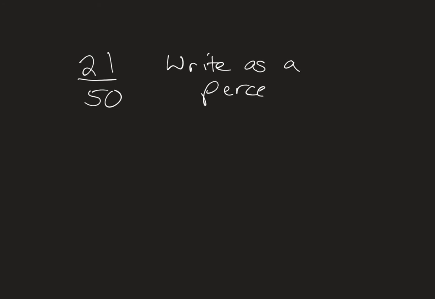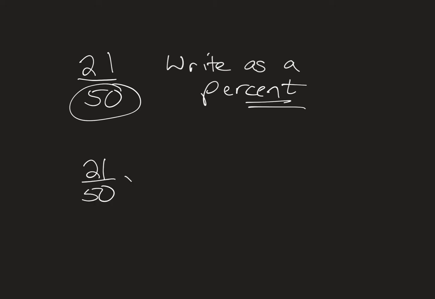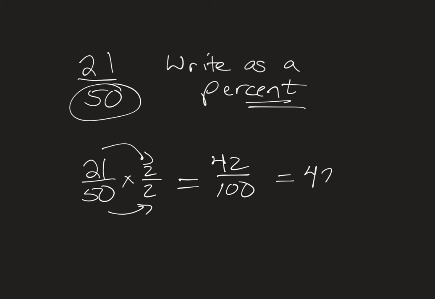Okay, we're going to start with the fraction 21 out of 50, and we want to write it as a percent. Right now this is out of 50. We want to make it out of 100 because percent means out of 100. So we're going to multiply by 2 over 2. 21 times 2 is 42. 50 times 2 is 100. And instead of saying 42 out of 100, we can write this as 42%.